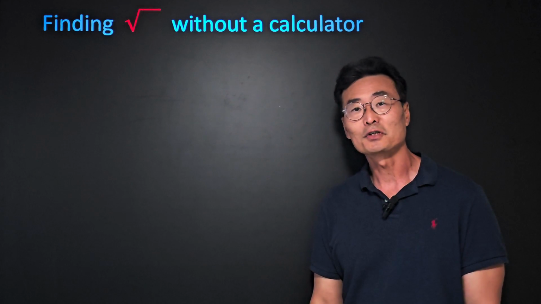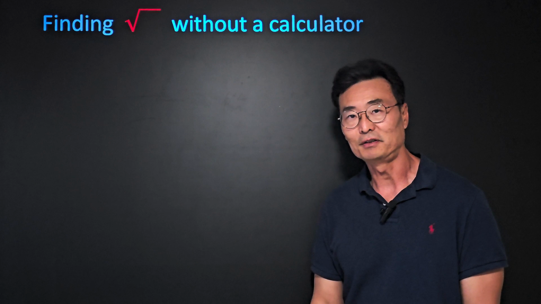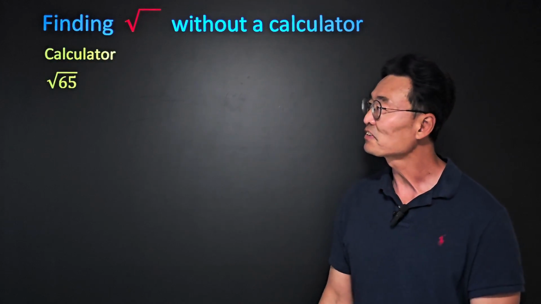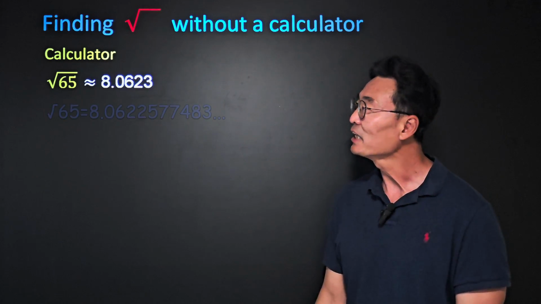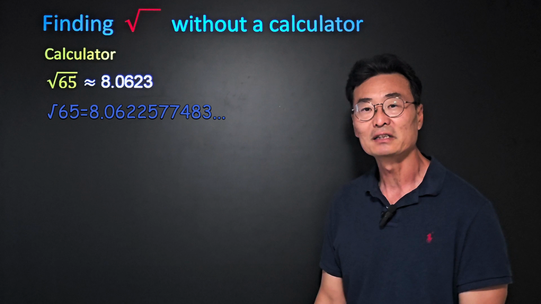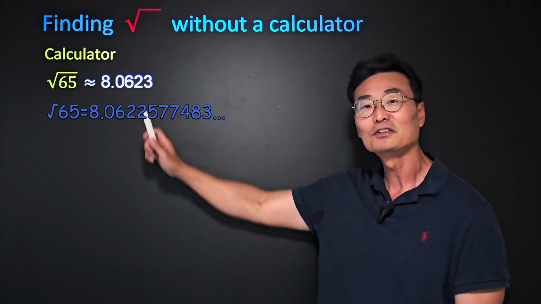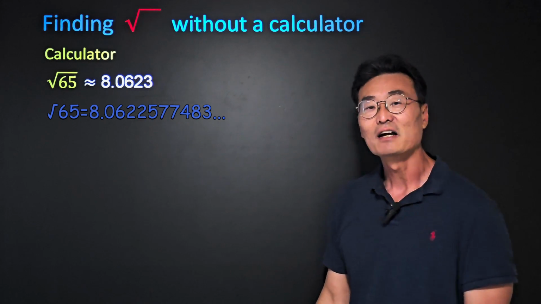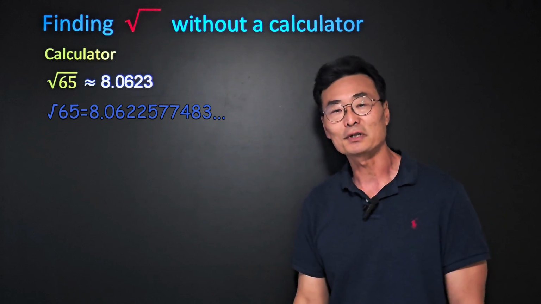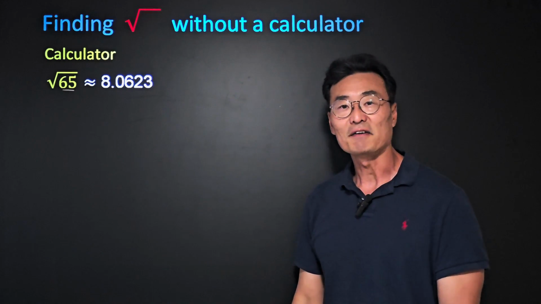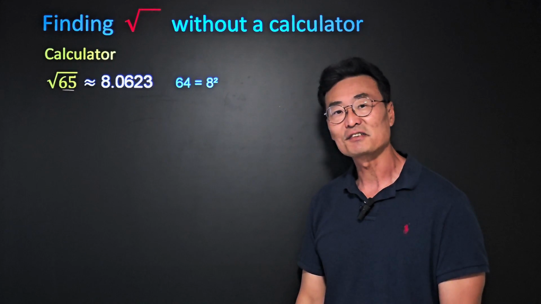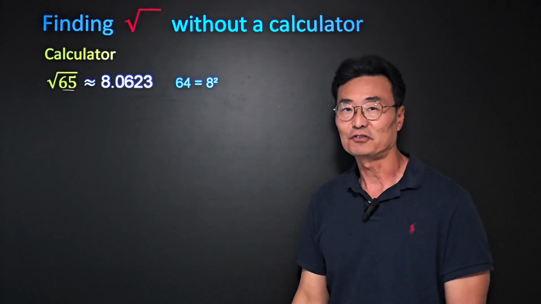Here's how to find the square root of a number without using a calculator. First, take a look at the square root of 65. If we put that number in the calculator, you get 8.0623, rounded off to 4 decimal places. First thing we want to do is find the perfect square that's closest to 65, and that's going to be 64, which is 8 squared.